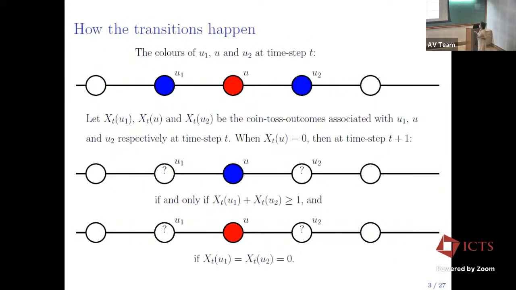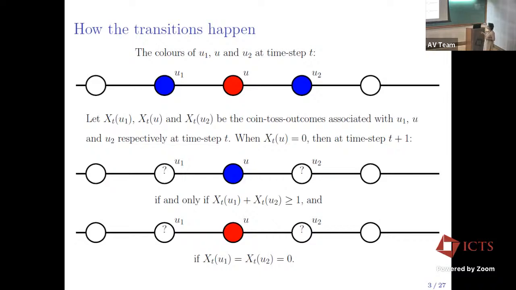So here's a demonstration. Let's say at time step T, we have these three vertices, U flanked by U1 and U2. U itself is red, and U1 and U2 are both blue. Now, if the coin toss that U performs is a success, then U will retain its red color. No change will happen. Let's say that X_T(U1), X_T(U), and X_T(U2) are the outcomes of the coin tosses performed by U1, U, and U2 respectively at time step T. If X_T(U) is 1, that means it's a success, and if it is 0, it's a failure. So we know what happens when it is a success. Let's focus on what happens when X_T(U) is 0, that is, it's a failure.